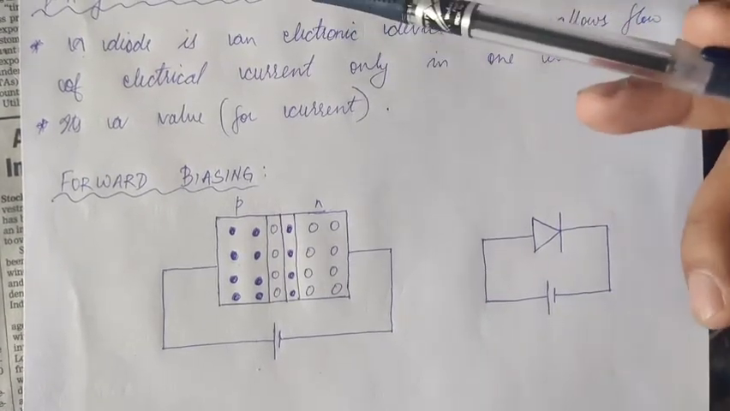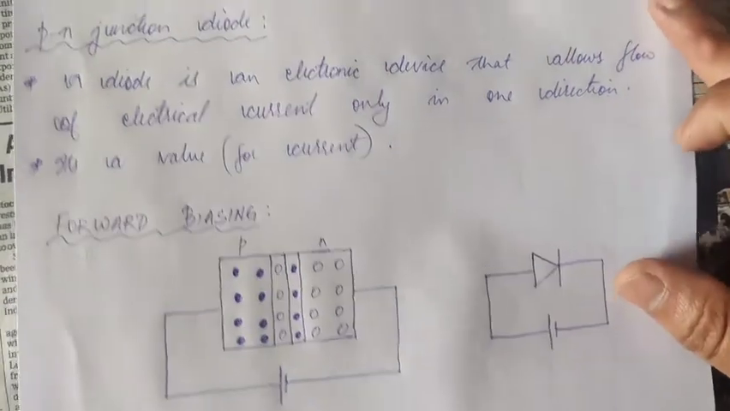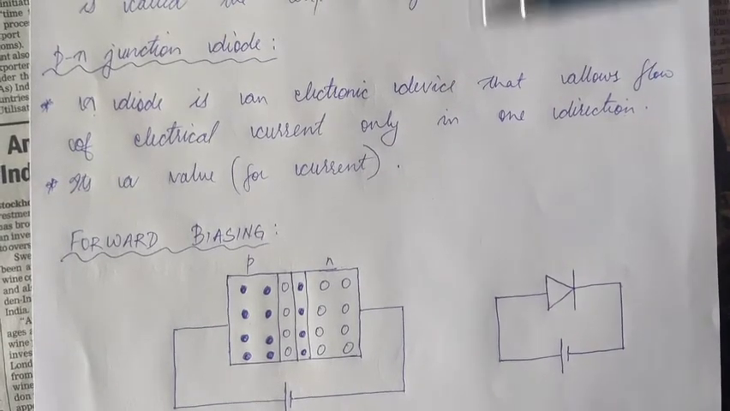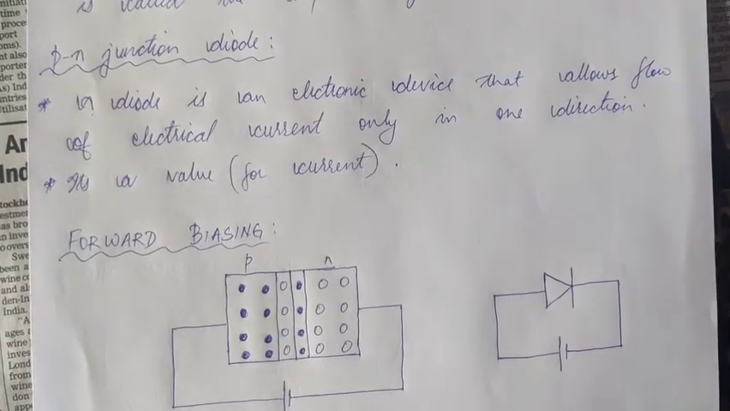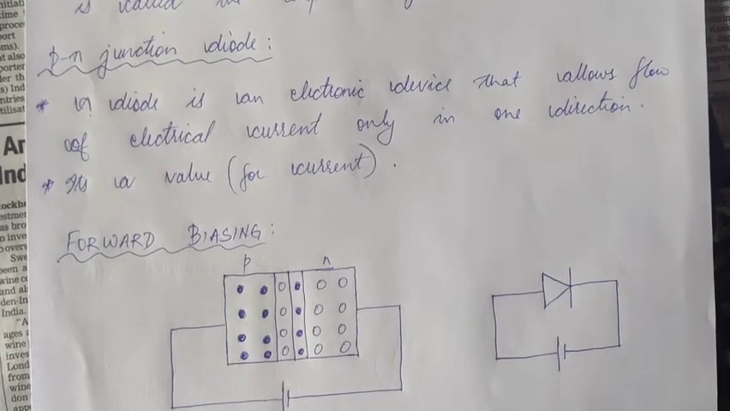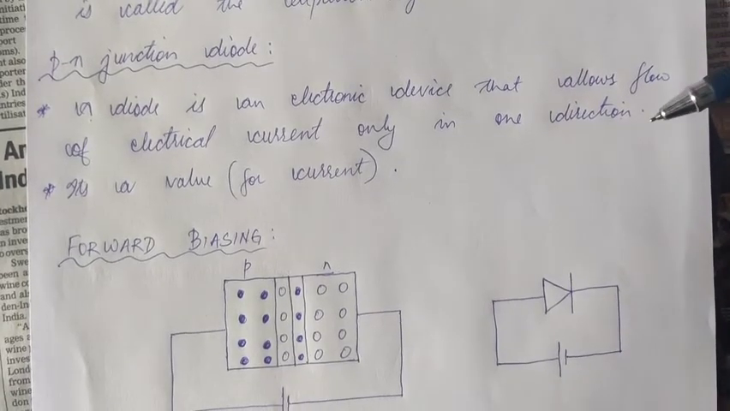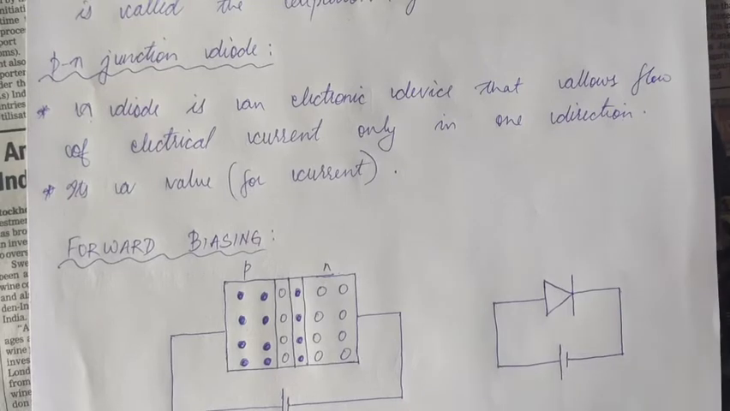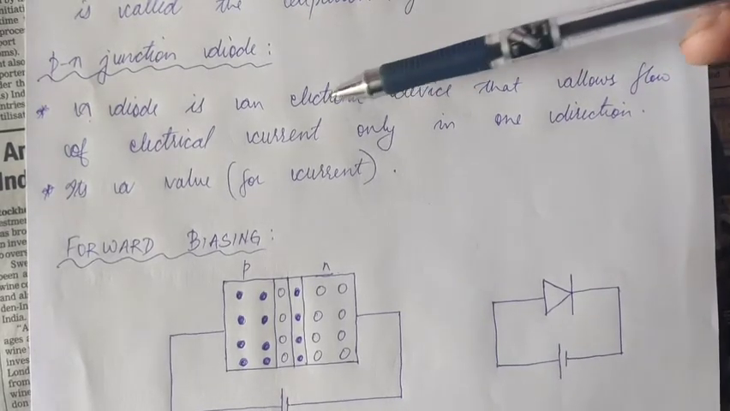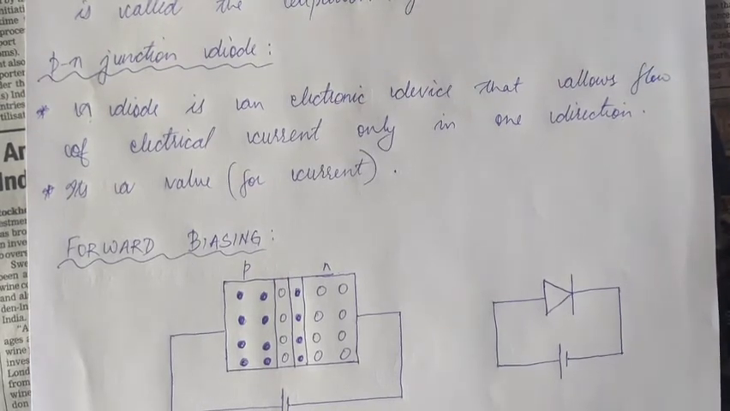Now, what is the meaning of a diode? A diode is actually a valve. The word in electronics for a valve, you can see, is diode. Now, what is a valve? A valve is something that allows the flow of anything, be it a gas, be it water, in just one direction. Likewise, you have a diode. A diode is an electronic device that allows flow of electrical current only in one direction. So a diode is something that acts like a valve.